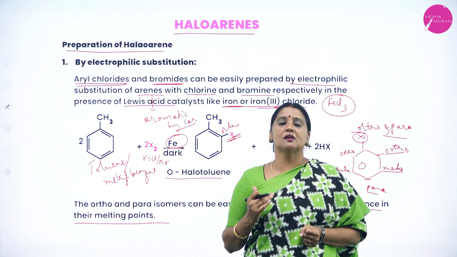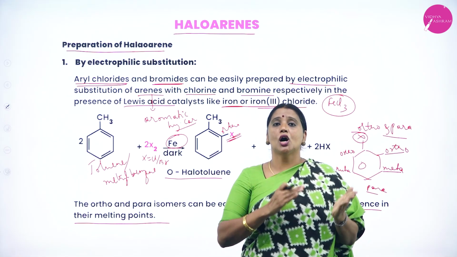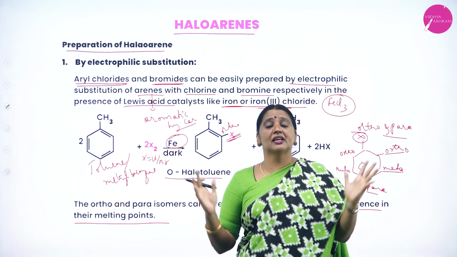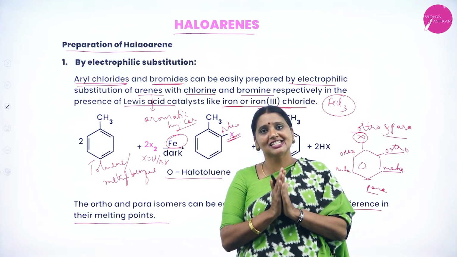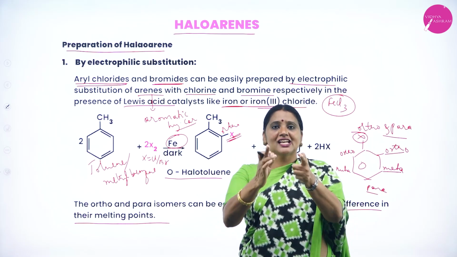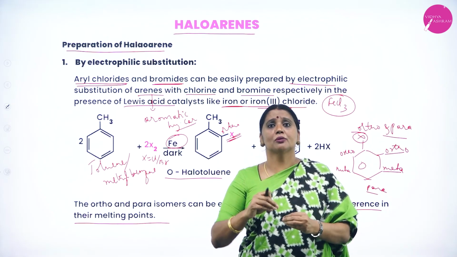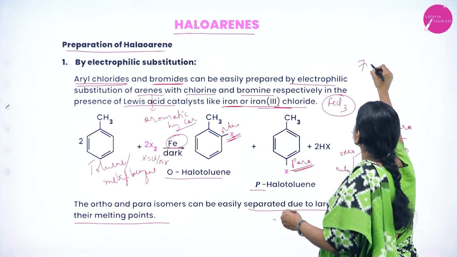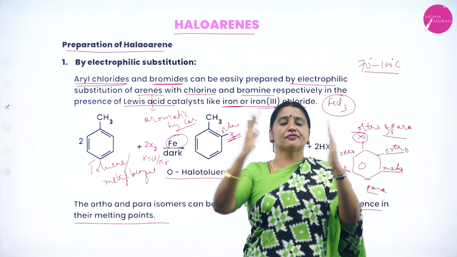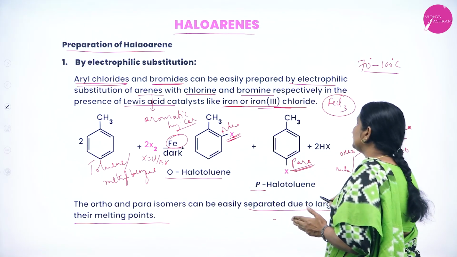Under physical properties of haloarenes, I already discussed that para isomers have a higher melting point than ortho and meta because of their plane of symmetry. The molecules are tightly packed in the crystal lattice. Therefore, of the three isomers, ortho, meta, para, para has the highest melting point. Actually, the para isomer's melting point is 70 to 100 degrees centigrade more than that of ortho. When there is a large difference between the melting points of ortho as well as para, they can be easily separated.